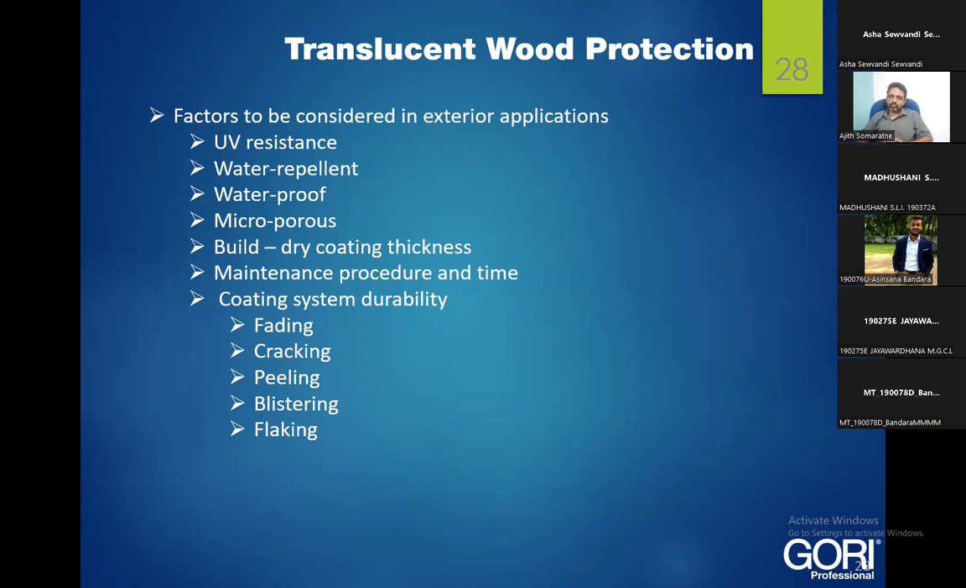Then if it is exposed to rain, and the application is on a vertical inclination, then water repellency should be there. Then if required, waterproof qualities also should be there. If it is on a horizontal surface, a horizontal application, then waterproof properties should be there. Then microporous. Microporous is a feature which helps to avoid cracking of wood.